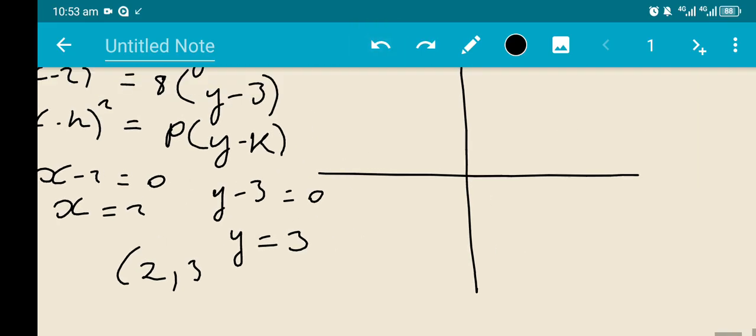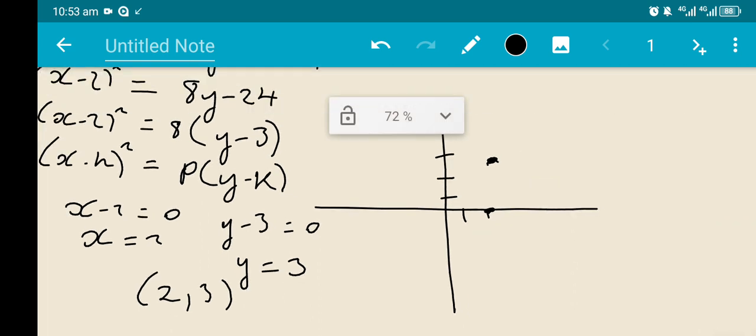That's where it's centered. So when we move 2 units to the right, 1, 2, somewhere here, for x, and then 3 units up for y, 1, 2, 3, somewhere here, that's where our parabola is centered. This here is 2, this here is 3, this is 1, this is 1, this here is 2. The p, as we may see, is 8. So what do we do now from here?